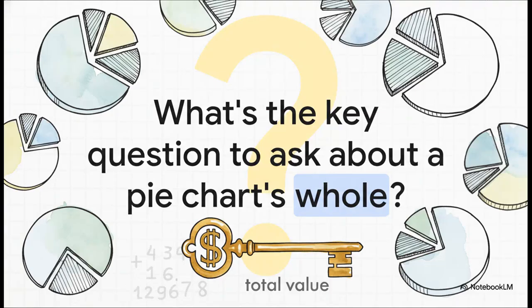So this leaves us with the number one most important rule of reading pie charts. Don't just look at the slices, you always have to ask about the size of the whole pie. The next time you see one in a news article or report, the very first question that should pop into your head is, what's the total value here? Because without that number, you only have half the story.